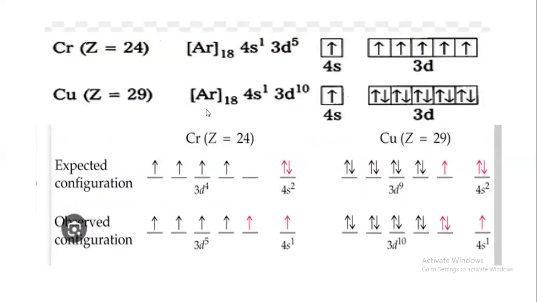In case of chromium, 3d5 4s1, this is the half-fill. In case of copper, 3d10 4s1, it is the full-fill. Expected configuration 3d4 4s2, but observed configuration 3d5 4s1. Similarly, in case of copper, expected 3d9 4s2, but observed copper 3d10 4s1.